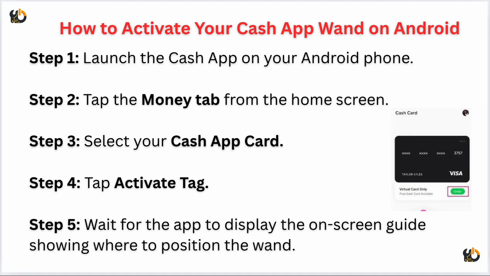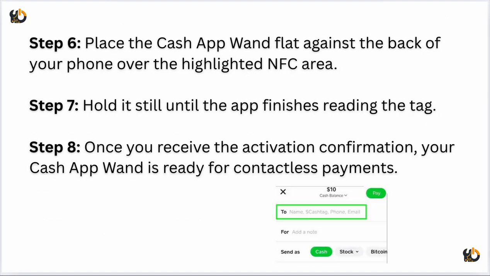Now wait for the app to display the on-screen guide showing where to position the wand. Now step 6, place the Cash App wand flat against the back of your phone over the highlighted NFC area. Now hold it slightly until the app finishes reading the tag. Once you receive the activation confirmation, your Cash App wand is ready for contactless payment.